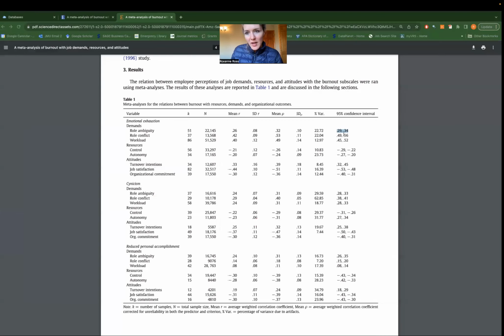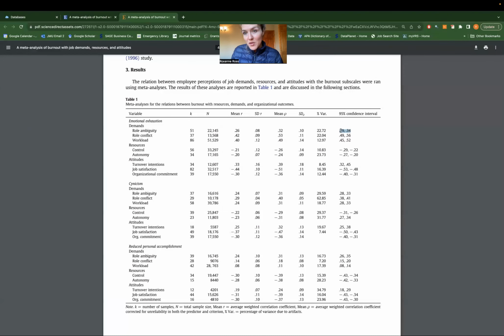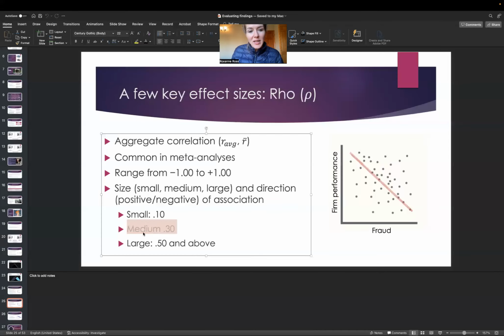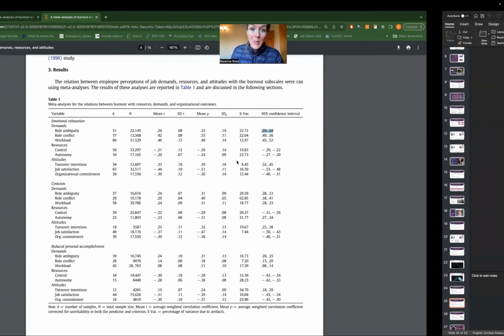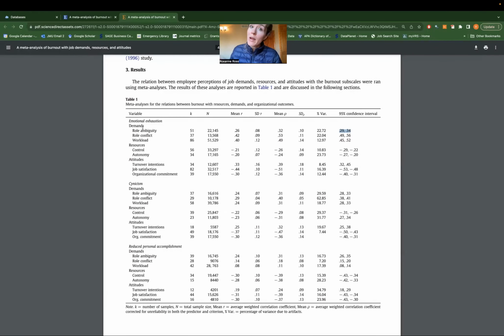Let's go back to our findings. We see 95% sure that we're between 0.29 and 0.34. I would interpret that as a medium effect. So there you have it. It's statistically significant. The effect size is medium. And you know that it's a positive relationship. So as role ambiguity increases, emotional exhaustion increases. It's a risk factor for burnout. So that's starting to get you your answer for your research question.